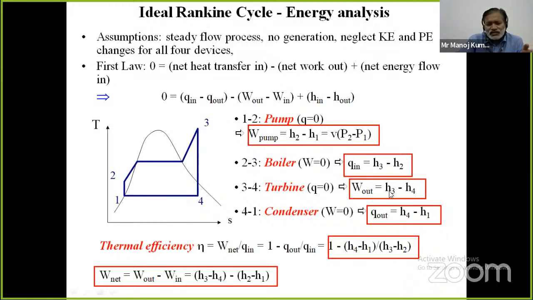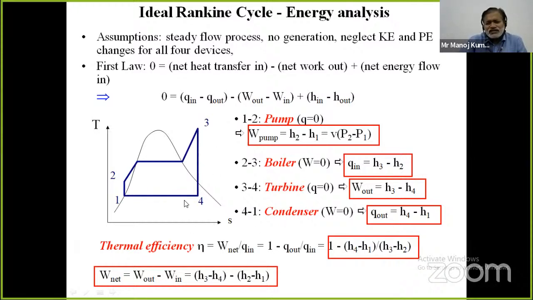So in the equation only W and H enthalpy terms remain. Therefore, the work output will be equal to the initial enthalpy of the steam minus the final enthalpy, that is H3 minus H4. So the work output, or turbine work, will be H3 minus H4.